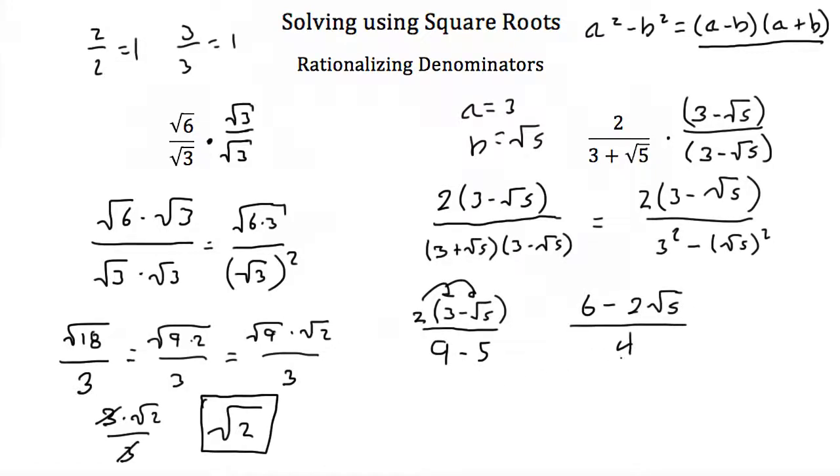Now lastly, we can take a 2 out of this. So what we get is 3 minus the square root of 5 over 2. And here we've rationalized our denominator. We got the root out of the denominator. And then we simplified, so this is 3 minus the square root of 5 over 2.